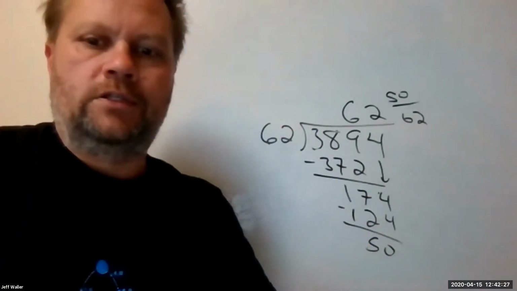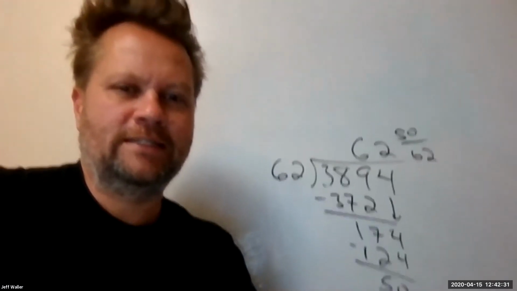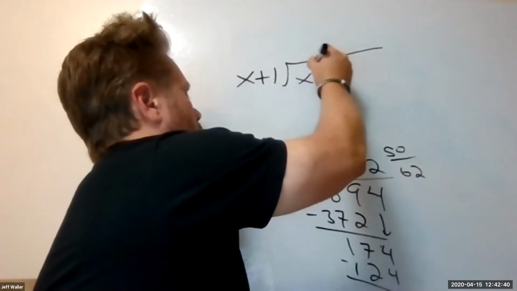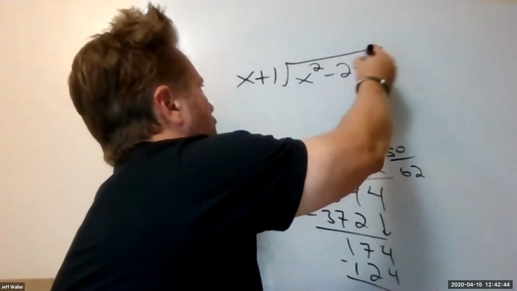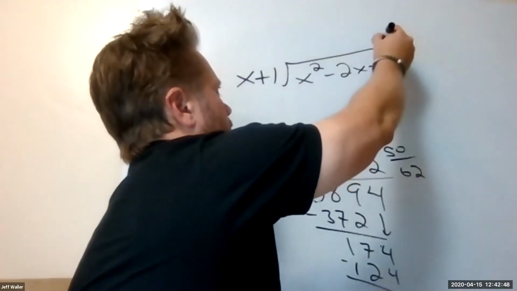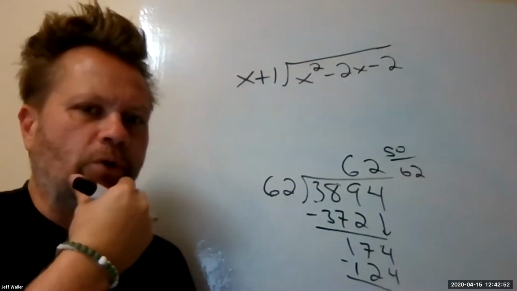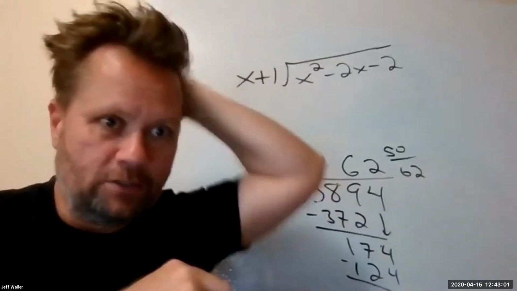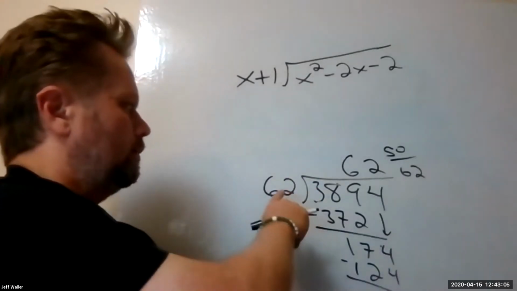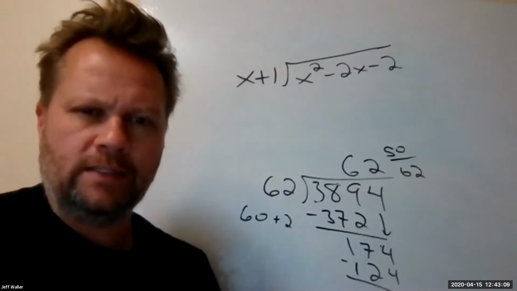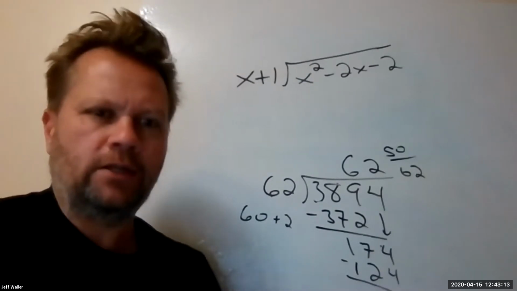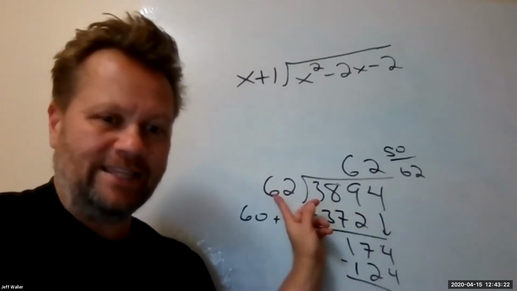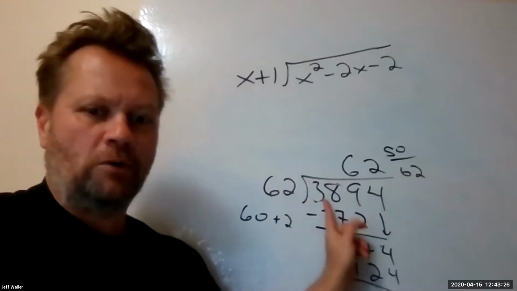So now watch this. This is going to be nifty. Let's start off small. What I want you to realize is that 62 is 60 plus 2. Isn't that amazing? 62 is 60 plus 2. I know this is really strange, but I want to show you why this still makes sense. The first thing we did on this problem was look at the 6 going into 38. We looked at the first part going into the first part.